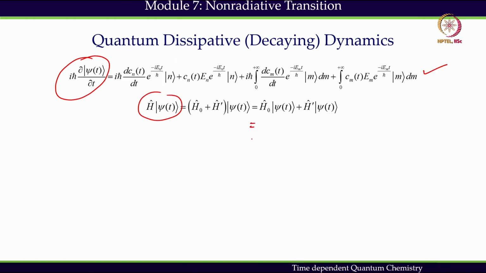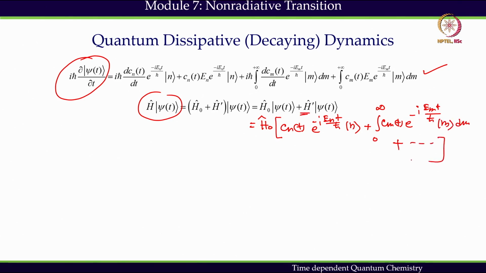I can explicitly write down H naught, then just insert the wave function. The wave function in this quantum decay dynamics we have used is e to the power minus i En t by h cut, summed over n, plus the integral from 0 to infinity of Cm(t) e to the power minus i Em t by h cut dm, plus this part also. One can write it down.